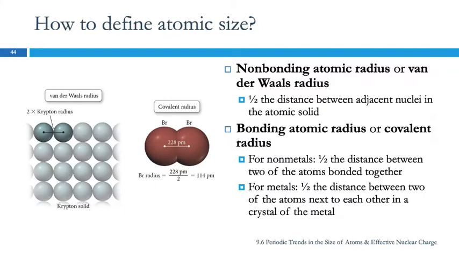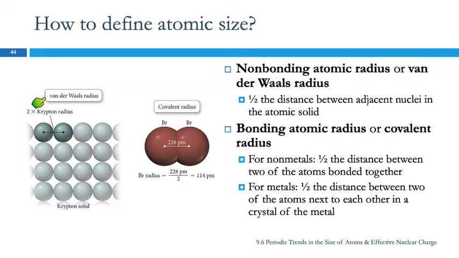We're going to look at some periodic trends. The first one will be atomic size. Well, how do you define atomic size, right? You've got the nucleus and you've got these electrons, these like standing wave things. How do you measure that? And it's too small to see, right? So there's different ways of defining atomic size.